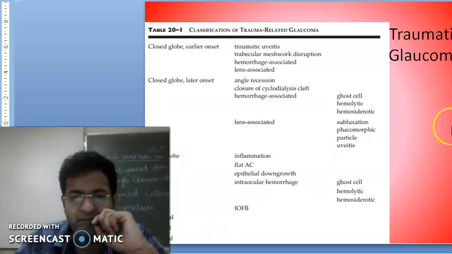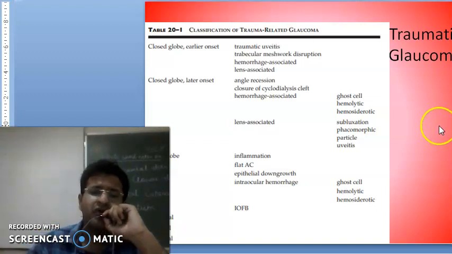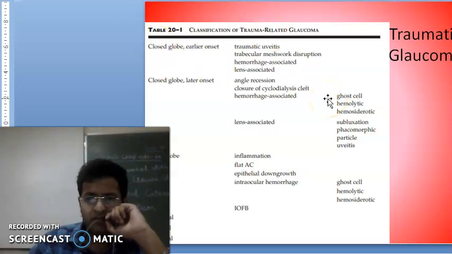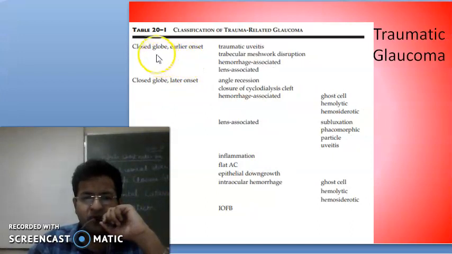Next, glaucoma may also result from injury to the eyeball, and such glaucoma can occur because of a closed globe injury, either earlier or later.